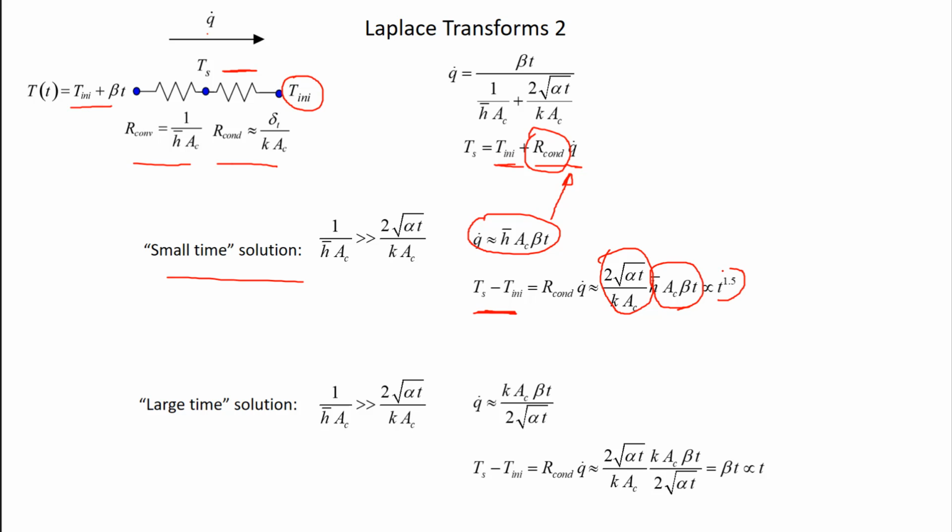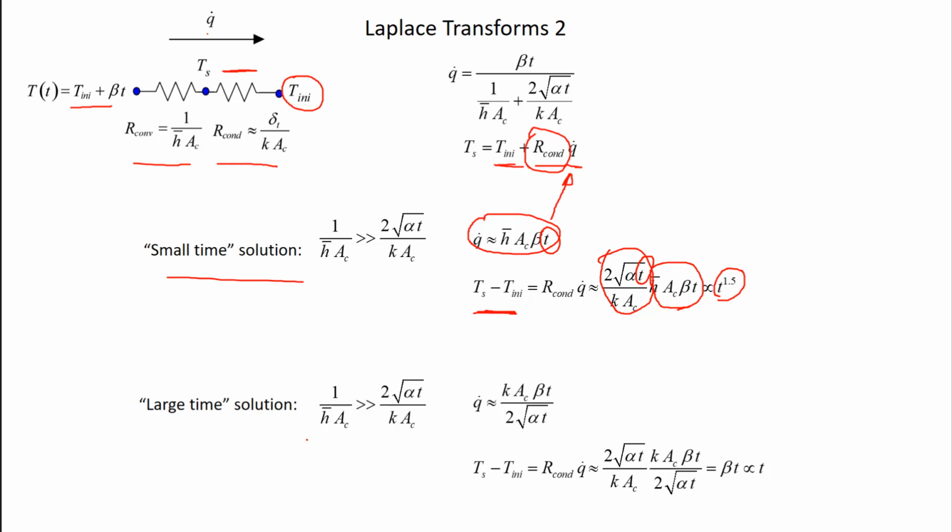And that's going to give me something that's growing very quickly, actually. It's time to the 1.5 power. So initially I should see that surface temperature rise very quickly, right? Like time to the 1.5 power. And the reason is because the heat transfer rate is increasing like time, and then my conduction resistance is increasing like time to the 1/2 power, right? So 1 plus 0.5 is 1.5.